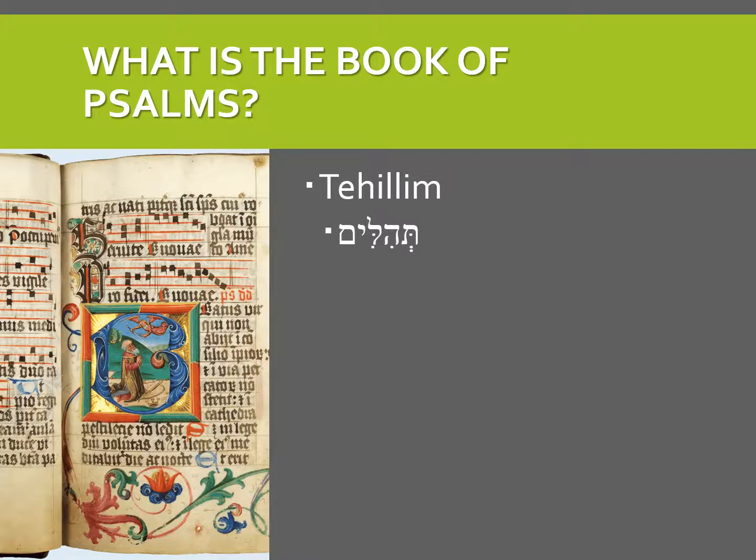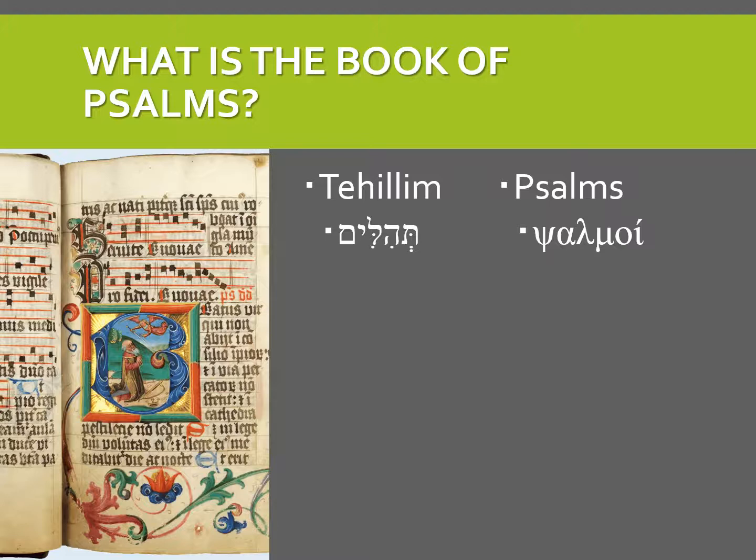The title of the Book of Psalms is the Tehillim in Hebrew, which means praises. The title Psalms that we get actually comes from the Greek psalmoi, which means something like instrumental music, or perhaps the words that go along with this instrumental music.